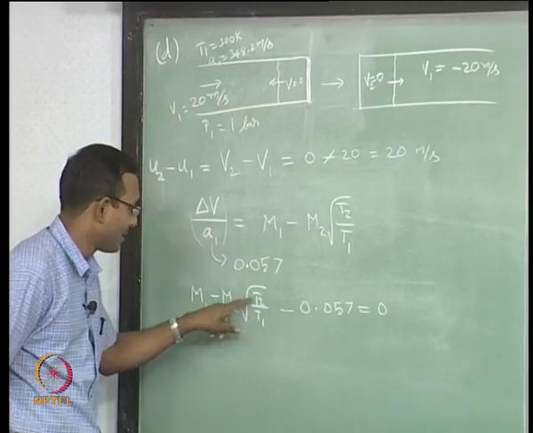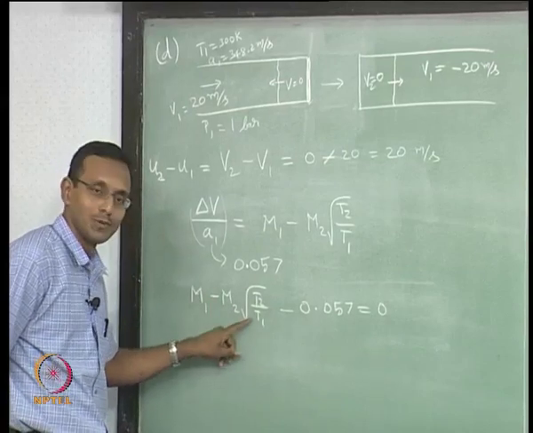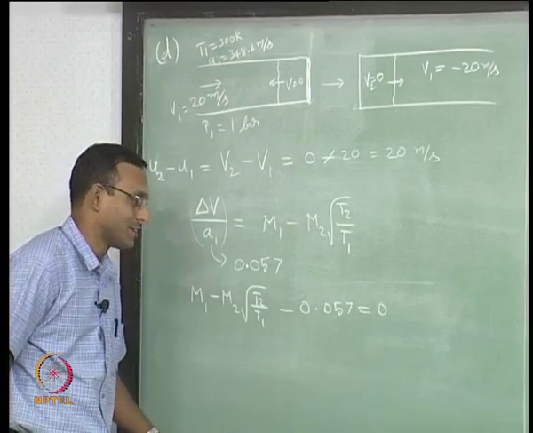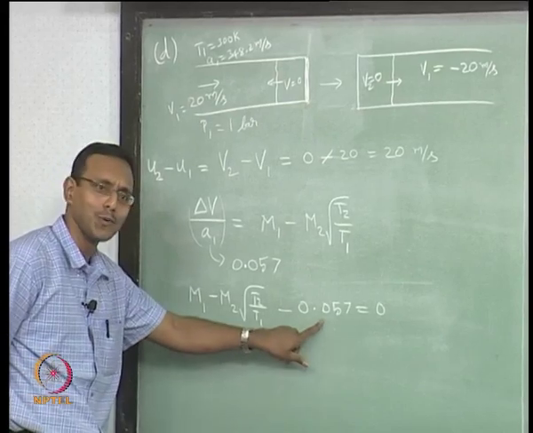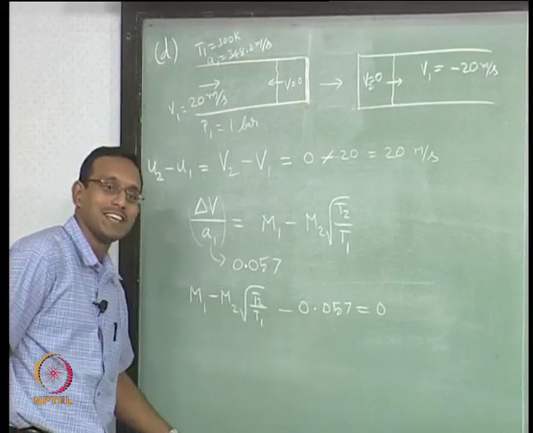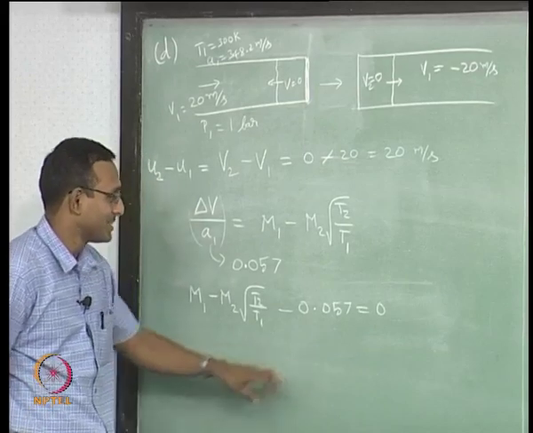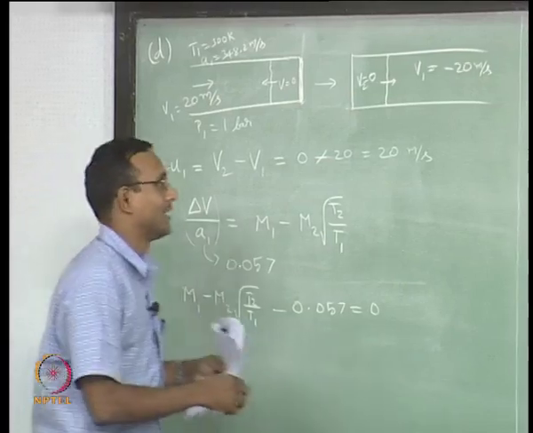What will be the value of T2 by T1? No change, it is a Mach wave. T2 by T1 is also 1. So, 1 minus 1 will be 0 and it is minus 0.057. Now we look at it, it is very close to 0. So, I should not be guessing 1.4 really. I should be guessing something close to 1 so that I will get to the answer. Okay. We will do that.